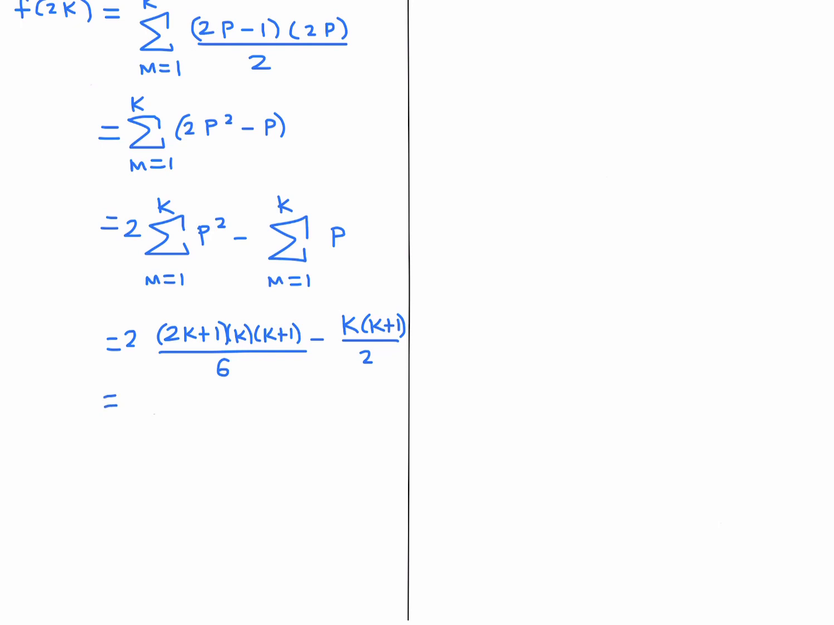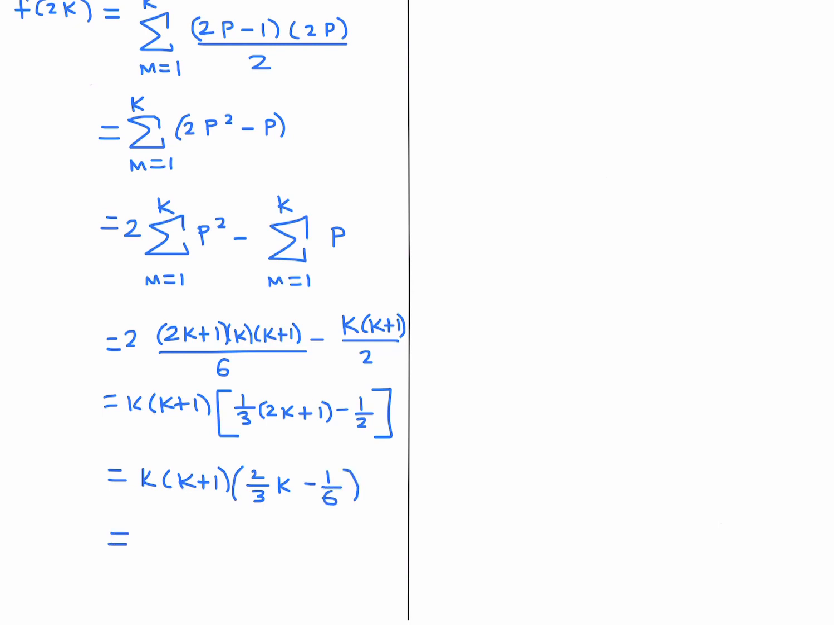Okay, now we have to simplify this. Factor out a k times k plus 1. And then in brackets, you will have 1/3 of 2k plus 1 minus a half, like that. And then combining, this becomes k times k plus 1, 2/3 k minus 1 over 6. And therefore, this all becomes k times k plus 1 times 4k minus 1 all over 6. And that is our formula for f at 2k.